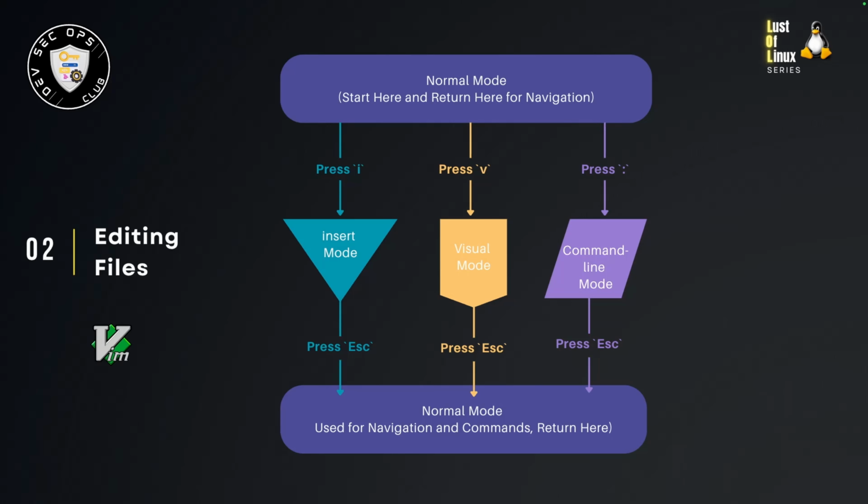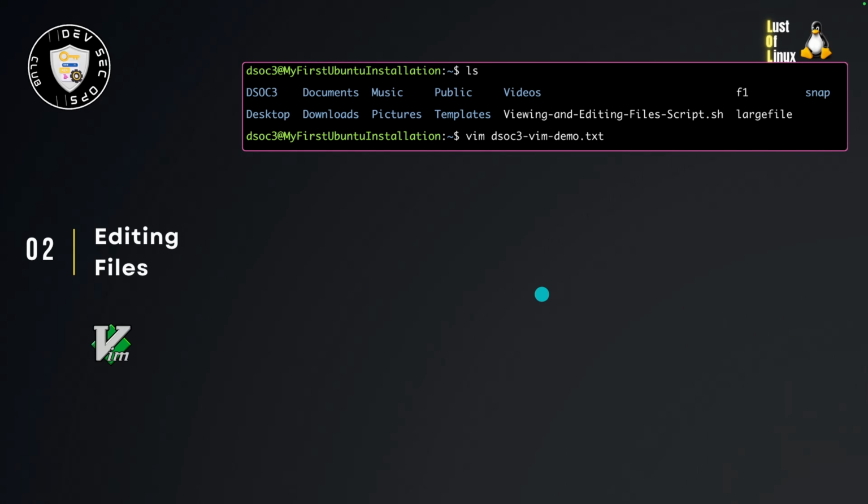Okay, so that's why I explained this. Let me show you how it actually happens. So the very first thing, here we have one file. I mean, we do not have any file like this, cube-vim-demo.txt.